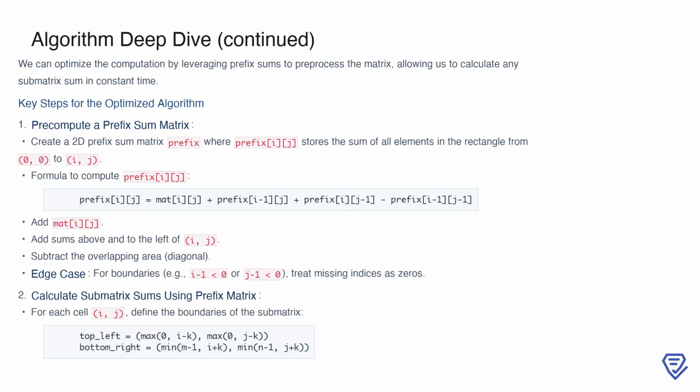prefix[i][j-1] minus prefix[i-1][j-1], where we first add the current element, then the sums of the rows and columns above and to the left, and finally subtract the overlapping region. For edge cases where indices go out of bounds, such as i-1, 0, we treat those values as 0. Once the prefix sum matrix is computed, we can then calculate the sum of any submatrix using this pre-processed data.